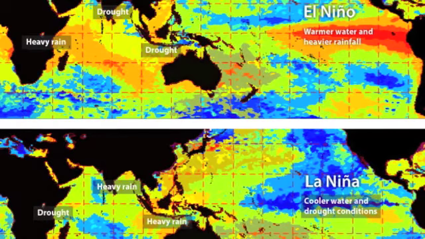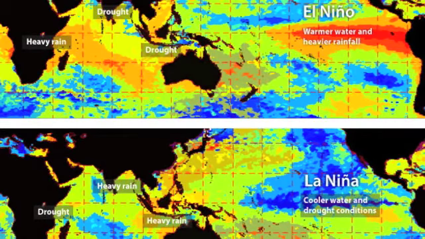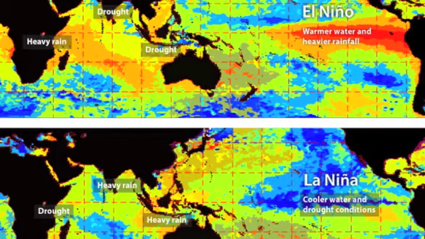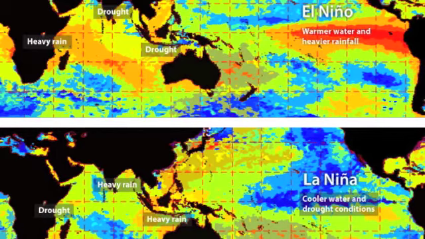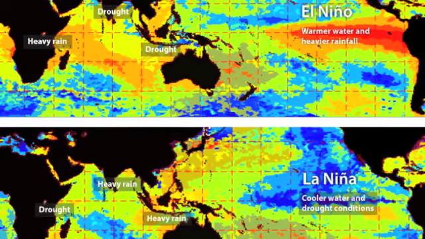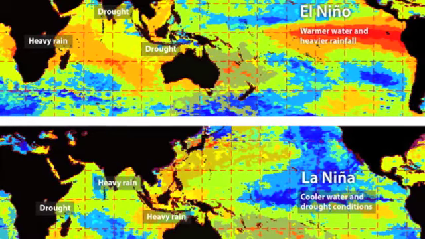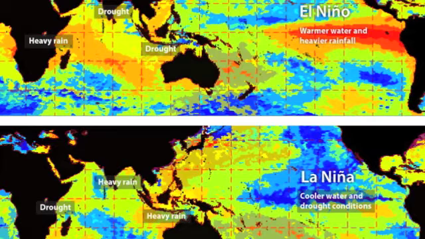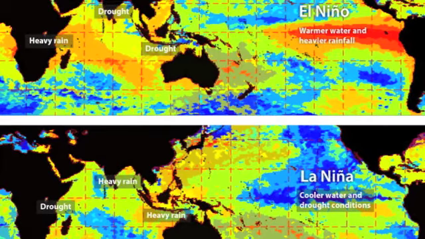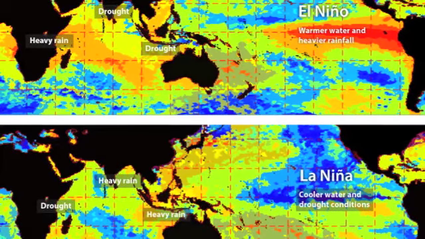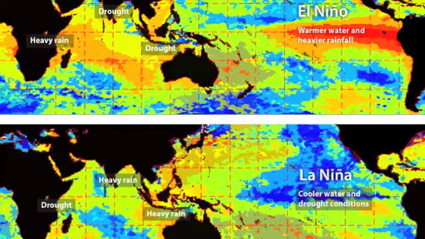As shown in the picture, during the El Nino years, there is lots of warm water and heavy rainfall off the coast of South America. In addition, there is lots of drought in the Indian Ocean. On the contrary, in the La Nina years, the water off the coast of South America is cool and there is a lot less rainfall. Also, in the Indian Ocean, there is lots of heavy rain and warmer conditions.